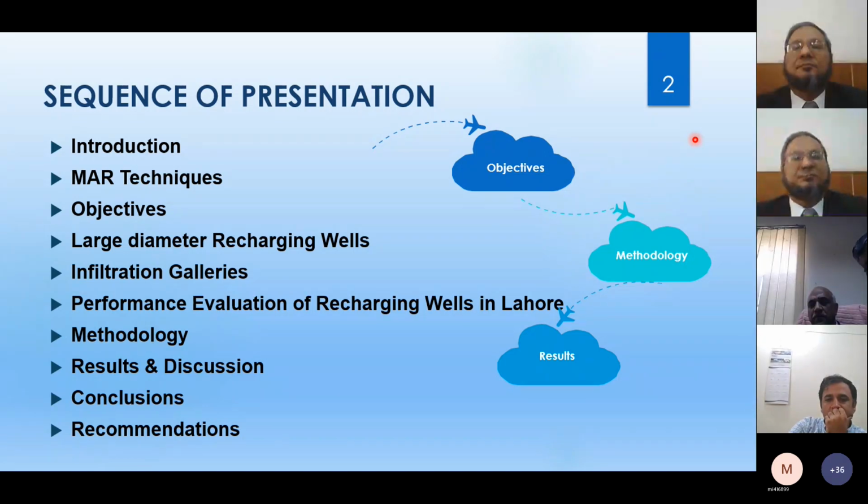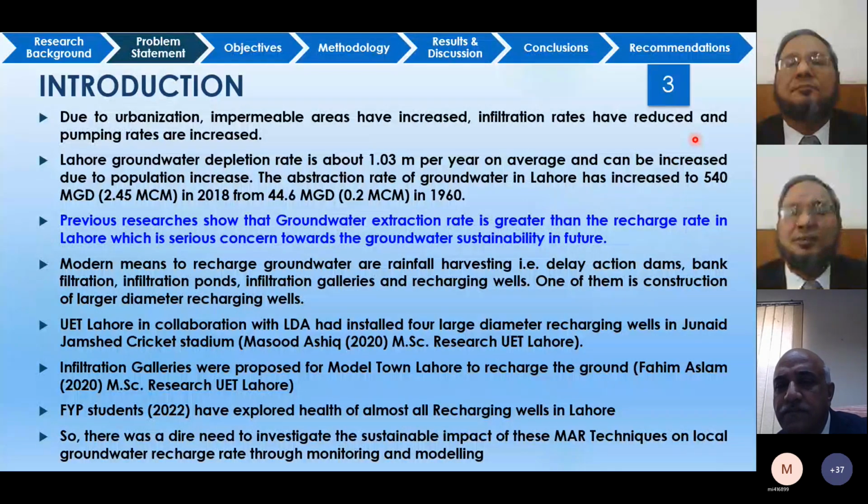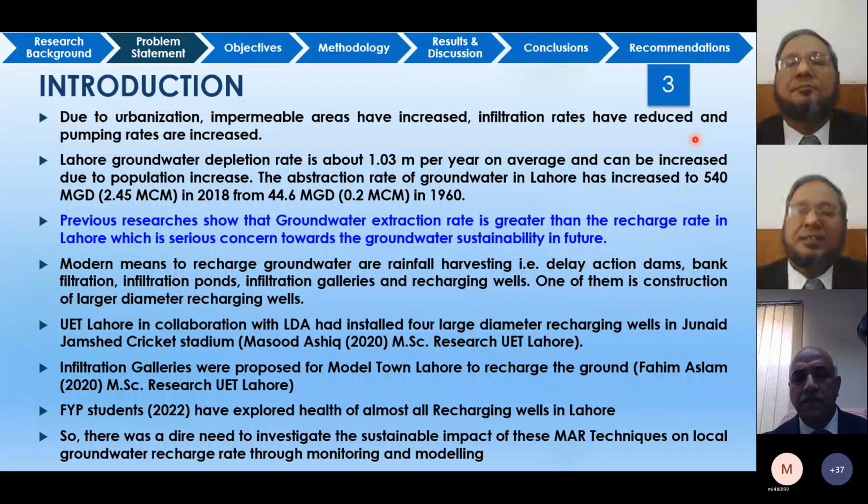Okay, thank you very much. So this would be the sequence of my presentation. And let us come to the problem statement. As I mentioned earlier, we are doing a lot of urbanization. Due to urbanization, we are increasing the impermeable areas, which reduces the infiltration. And on the other hand, to meet the demands of the population, we are extracting groundwater. Due to both reasons, the recharge to the ground is reducing, and on the other hand, we are extracting water. So the result is depletion of the groundwater table.